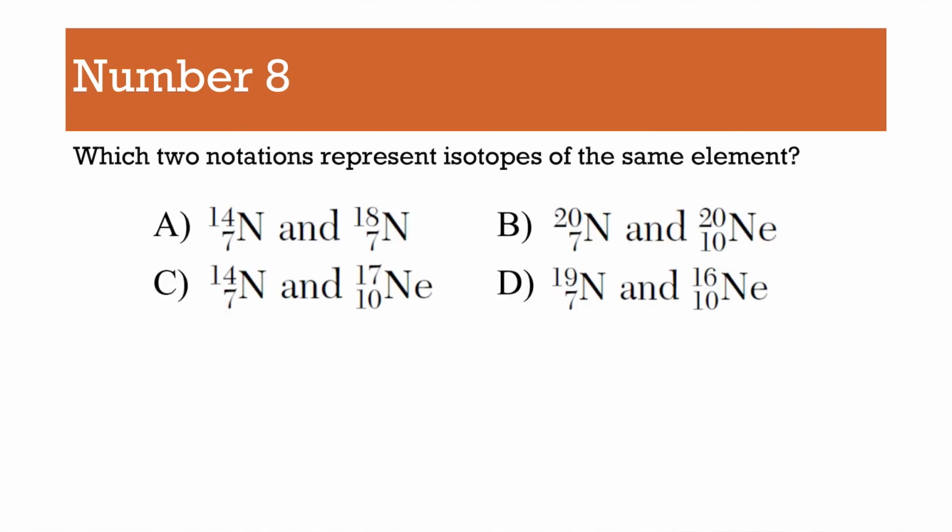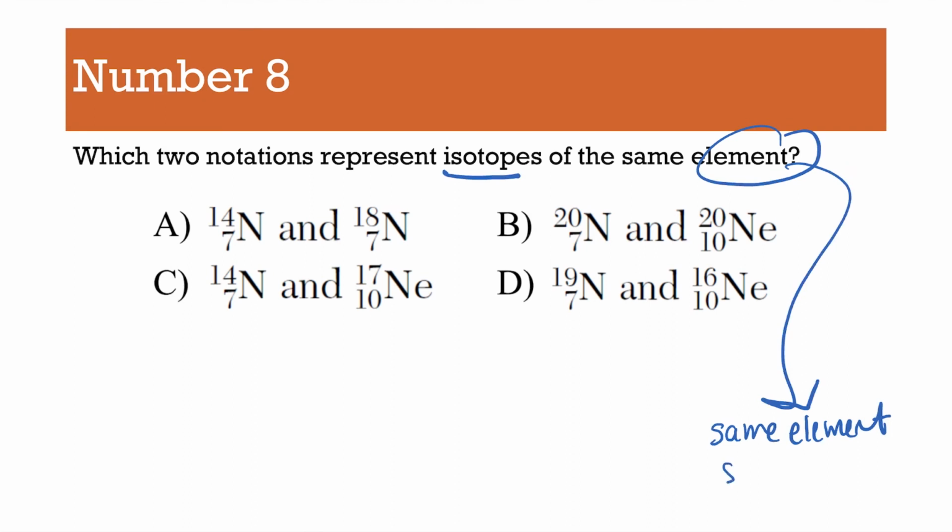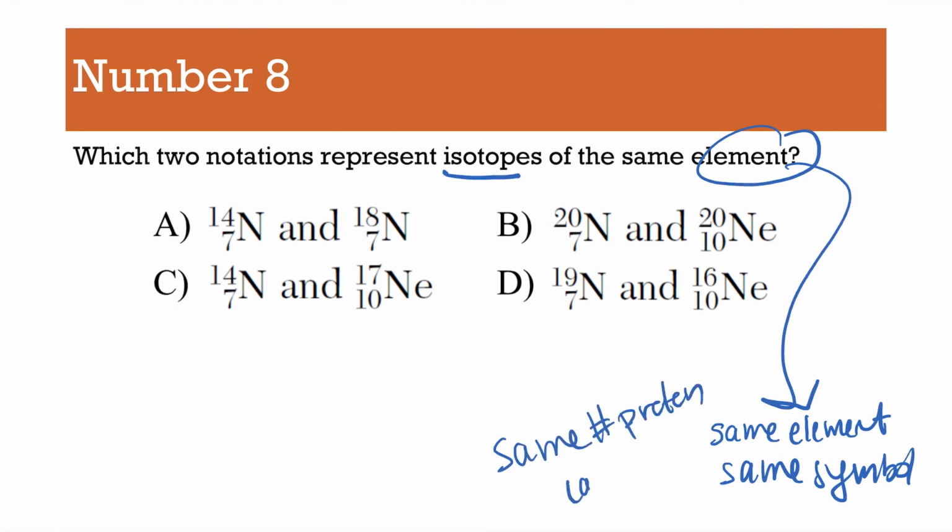Okay, so number 8. Number 8 says, which two notations represent isotopes of the same element? So remember, if we're talking about something that's the same element, we have to be, well, the same element. So we have the same symbol. And then you also have the same number of protons. And remember, that is your atomic number.